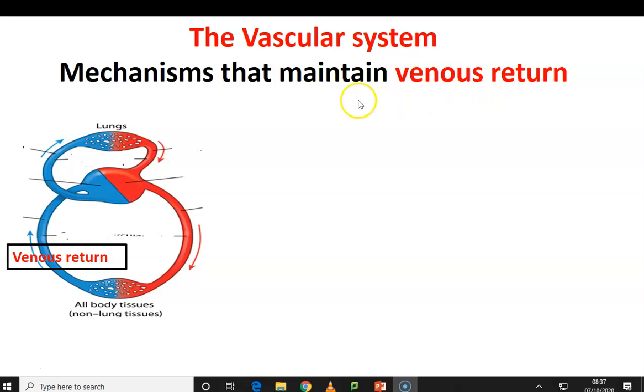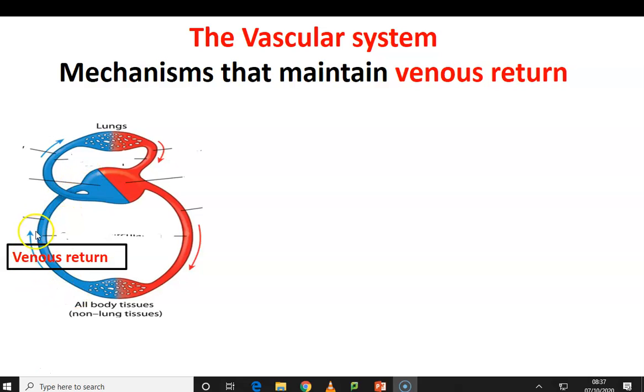So far, we should have an understanding of what venous return is. If we look at the heart diagram or our circulatory system diagram, we should be aware by now that when we exercise, when our muscles contract, following that we have blood returned to the heart, and this is called venous return.